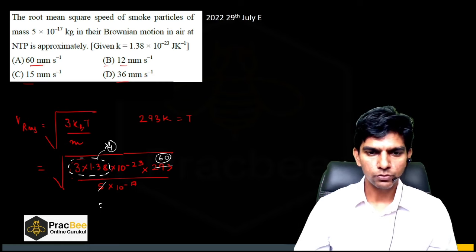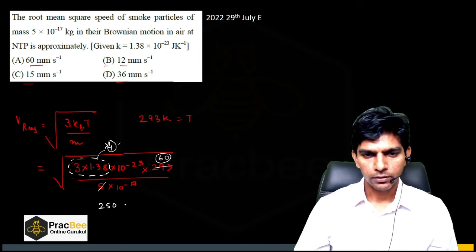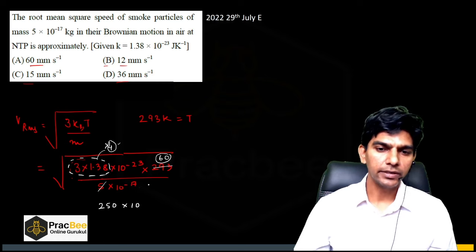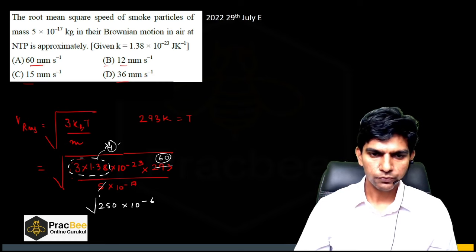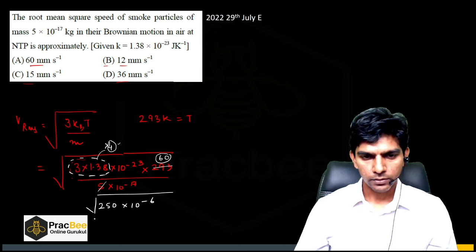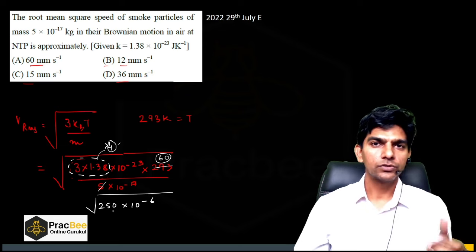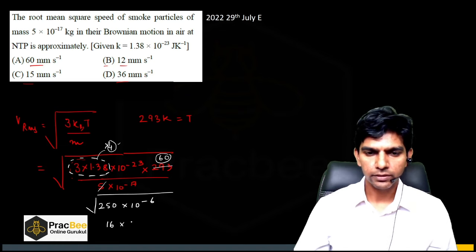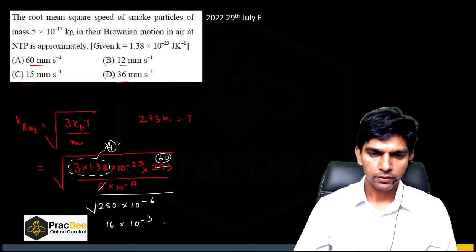So we can say it is around 250, right? Clear? Because it is greater than 4. Multiplied with 10 raised to power minus 23 plus 17, so minus 6. Now if I take the root of this, so 250, it is quite close to 256. So we can say it will be close to 16, right? So around 16 or less than 16 times 10 raised to power minus 3 meter per second. So it will be 16 millimeter per second.